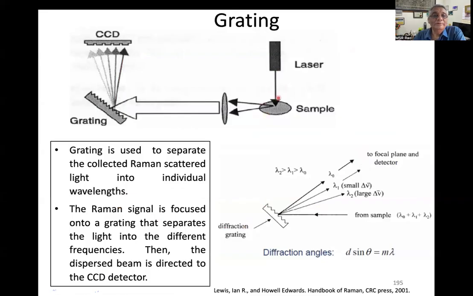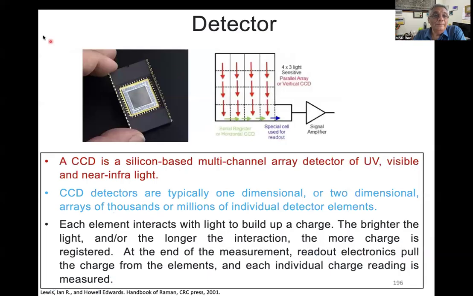Another depiction of how a grating and a CCD combination can be used to capture signals from the Raman scattering process. These detectors are so powerful today. They are one-dimensional and two-dimensional detectors. CCD is a silicon-based multi-channel array detector of UV, visible, and near infrared light. CCD detectors are typically one-dimensional or two-dimensional arrays of thousands or millions of individual detectors.